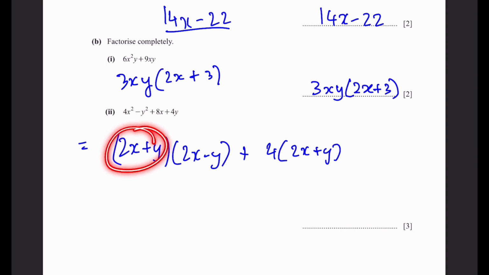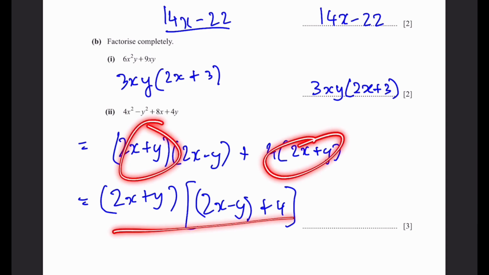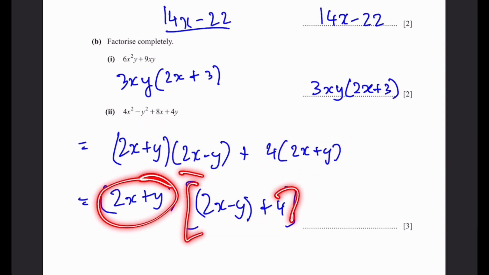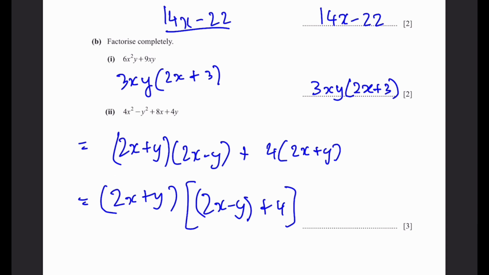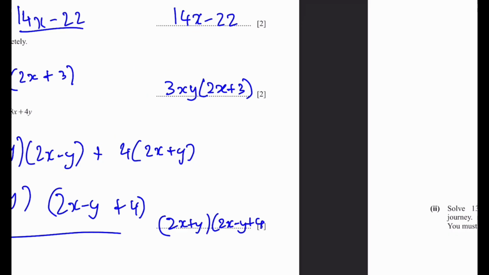Now we can see that there is a 2x plus y in both of these. Therefore, we can take that and keep this outside as factorization and then leave everything else inside. So taking this out and taking this out, we multiply this by whatever is remaining, 2x minus y plus 4. We don't really need these brackets here, and this is our answer. 2x plus y times 2x minus y plus 4. Now going to part C.